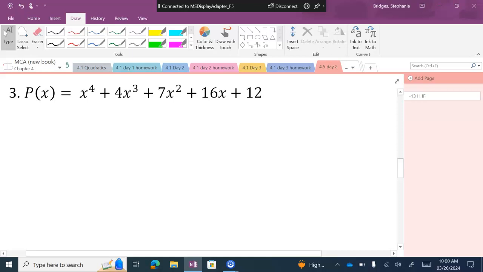So first things first, go ahead and list your possible rational solutions. Once you have your list of possible rational solutions, go ahead and set up your synthetic division. You can do your little trick to see if positive 1 works. That way, if it doesn't, you don't have to waste your time dividing it out. If it does, then you know automatically that's going to give you one of your answers.